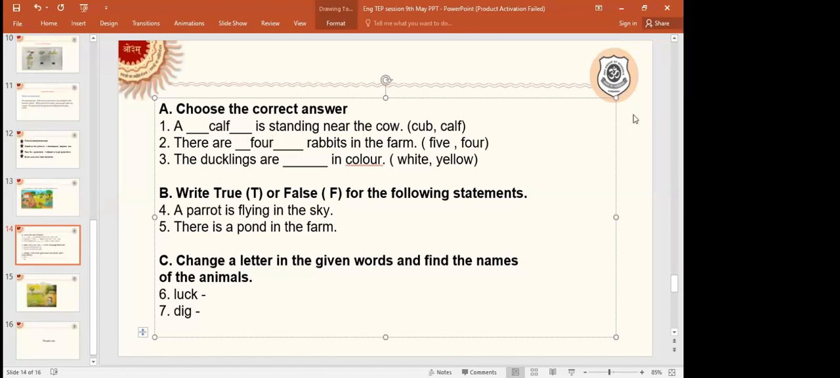And then the next one is, the ducklings are dash in color. Yellow. Ducklings are yellow in color.